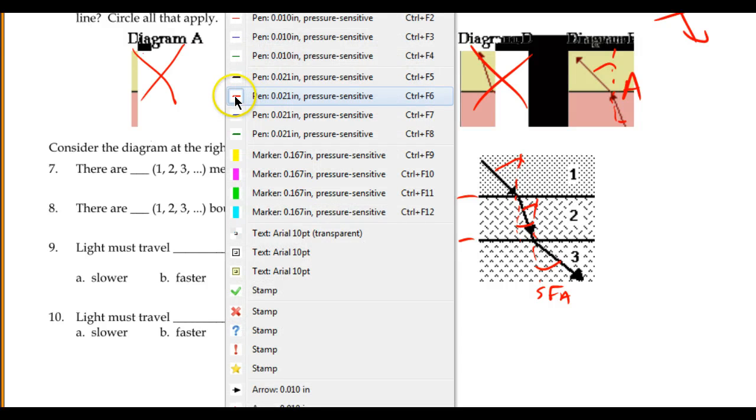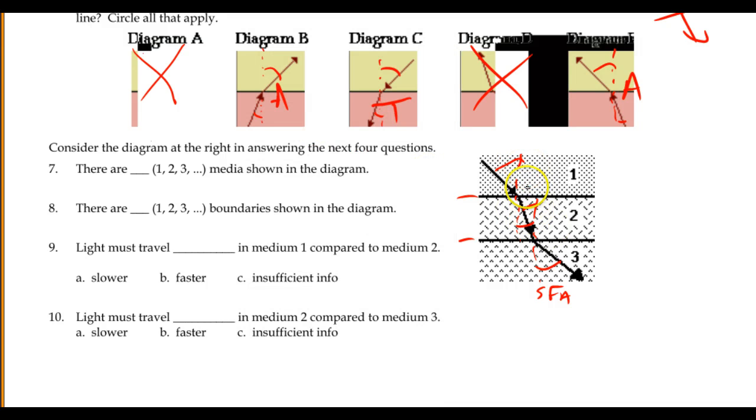Okay, so we're going to wrap this up by looking at the last, this picture over here. Now I've marked out the various angles, and there are 3 media, creating 2 boundaries. Light must travel in medium 1, it goes from a larger angle to a smaller angle, so that means it's going faster to slower when it goes from 1 to 2, so therefore it must travel faster in medium 1 compared to medium 2. And then when you look from 2 to 3, the angle is getting larger, so that means it has to be going from a slower to a faster media. So that means it must travel slower in medium 2 than it does in medium 3.